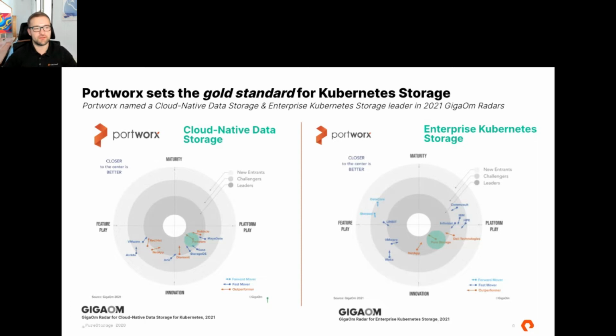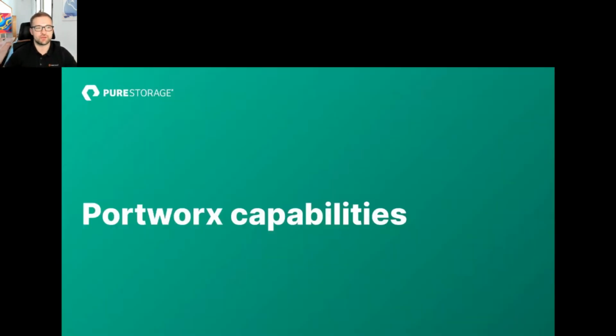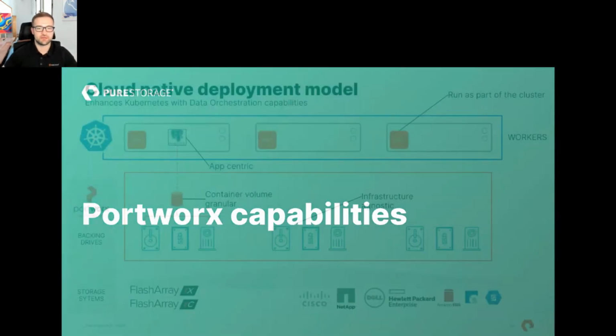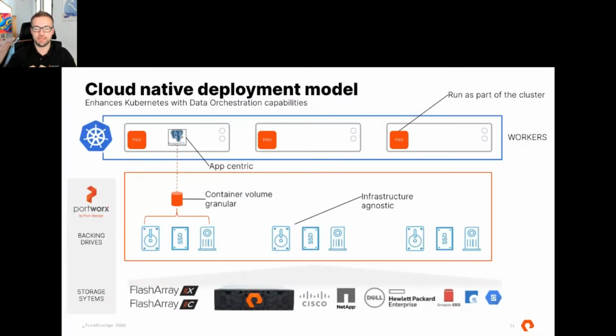Let's talk about the Portworx capabilities and how it works in production. When you deploy Portworx, it's just a pod running in your Kubernetes cluster, as you see in this graphic. You see three workers here. Portworx is going to be deployed as an operator. It's going to deploy a pod of Portworx in every node. That's going to create this abstraction layer of storage.